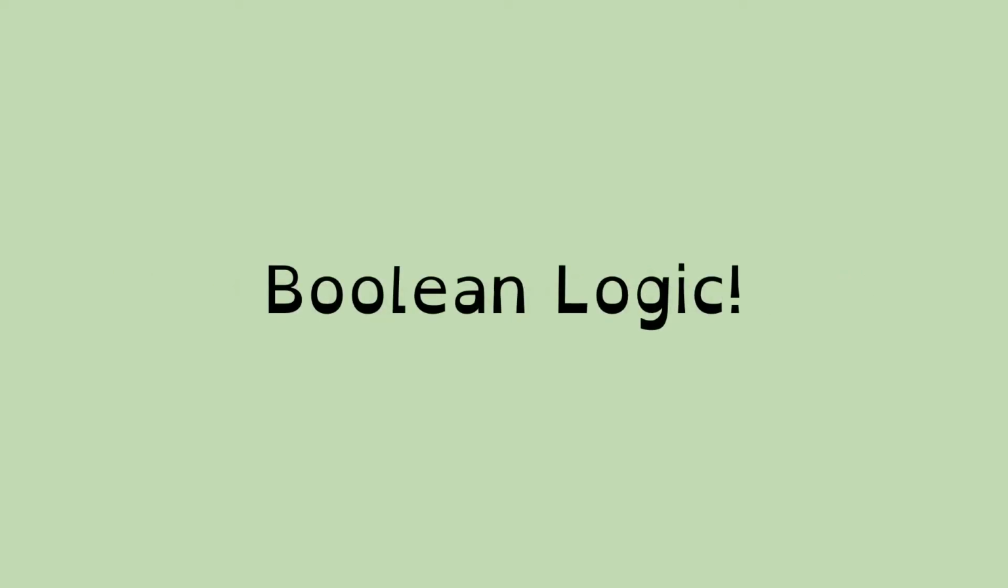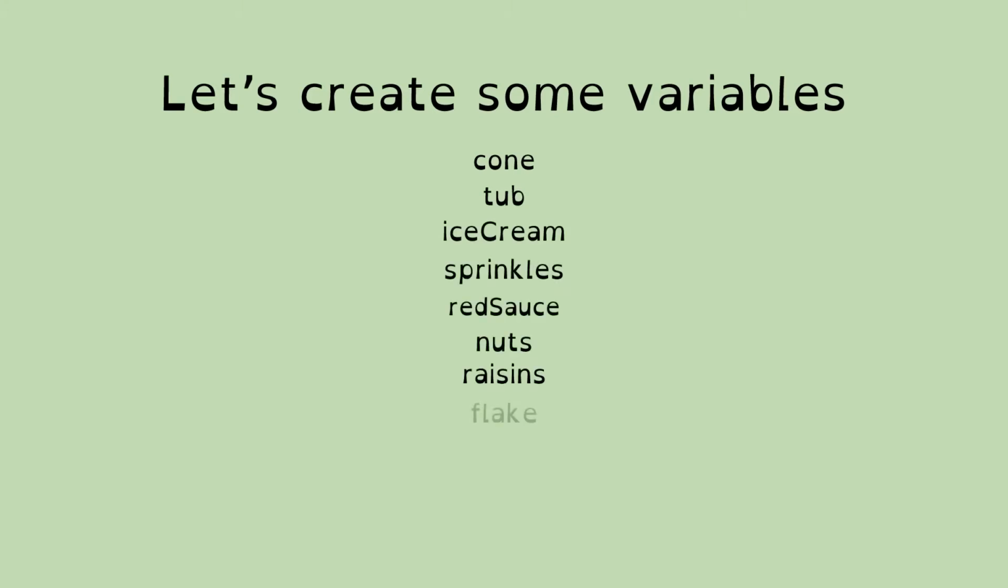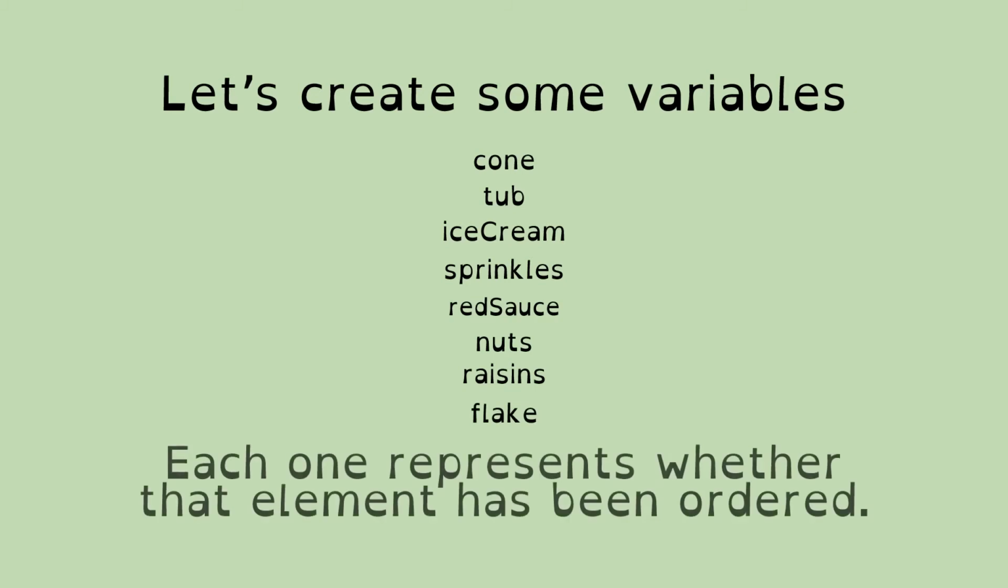Boolean logic. Let's start by creating some variables. So we have these different parameters that have appeared as we've talked through. You can have a cone, you can have a tub, you can have some ice cream, you can have sprinkles, you can have red sauce, you can have nuts, you can have raisins, you can have a flake. And each one of these can be a binary. It can represent whether or not that element has been ordered, which is quite handy when we're looking at Boolean, because Boolean's all about true and false.